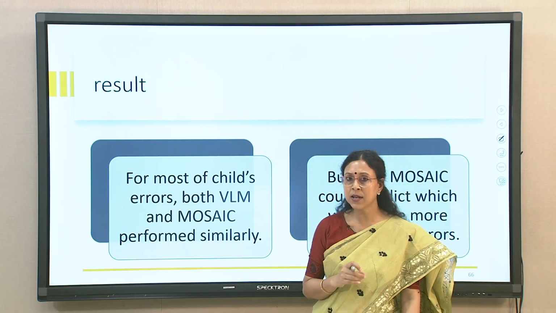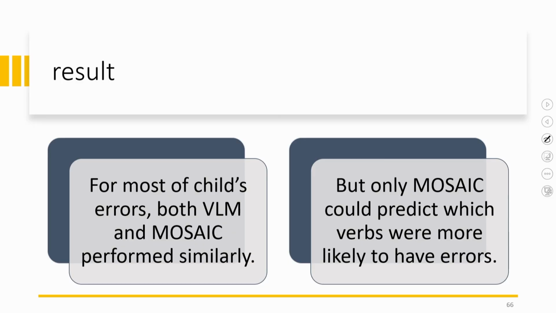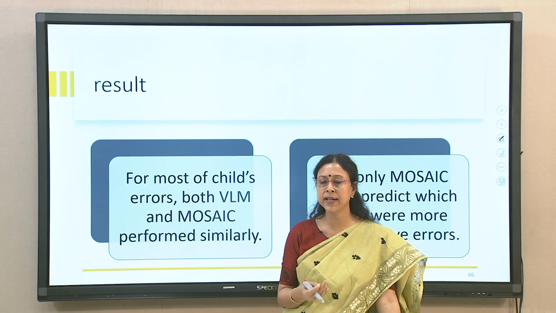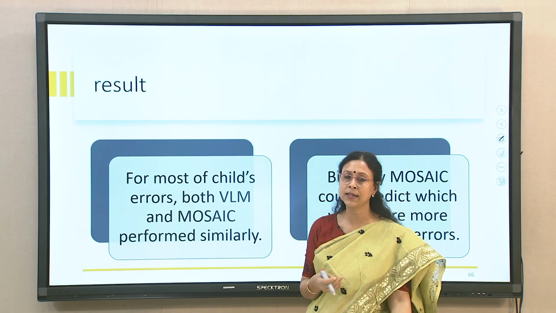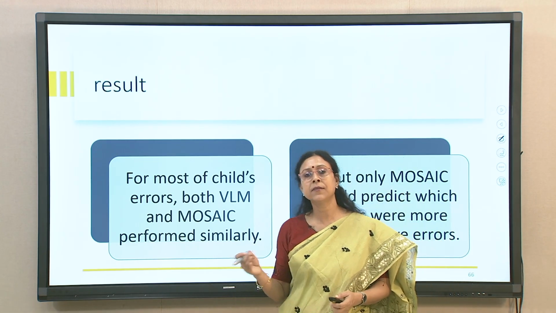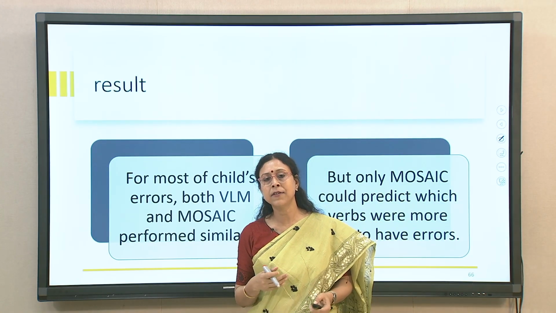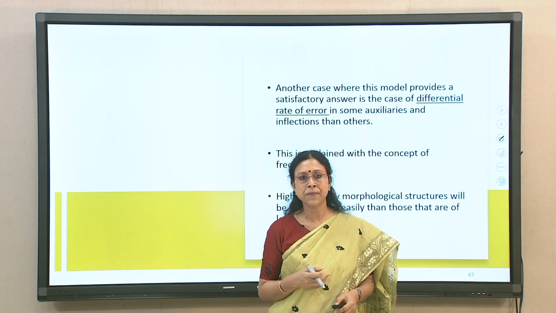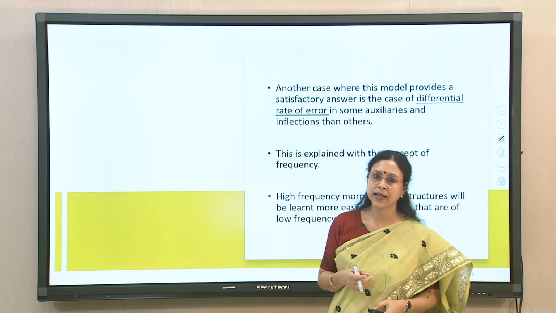But only mosaic could predict which verbs were more likely to have errors. This is something the VLM could not do, which we have already seen, and as was predicted, VLM could not predict this kind of difference between the different verbs having different levels of errors. So, that was predicted by mosaic. This was one interesting case.